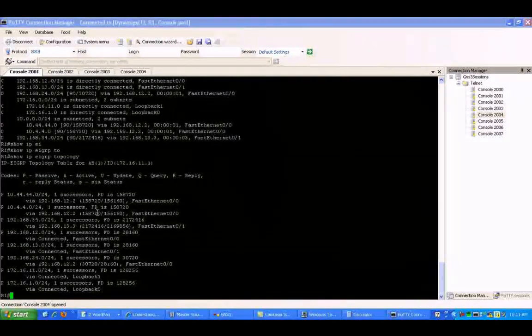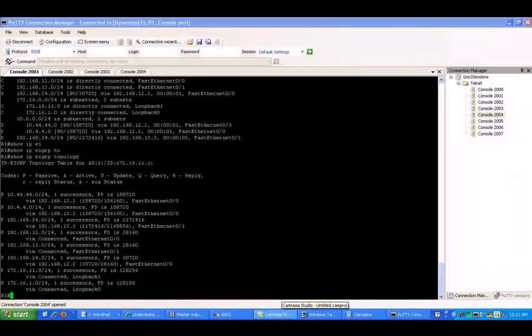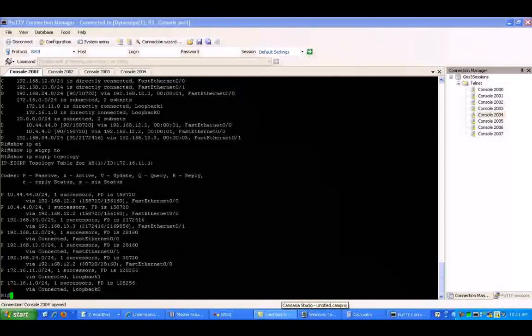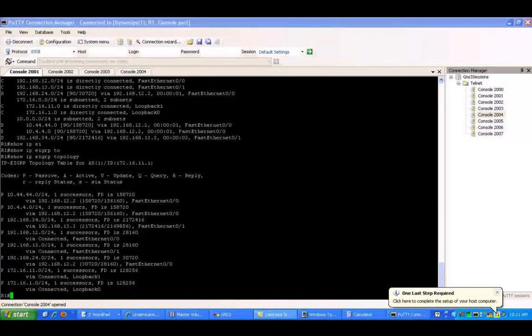We will end with this. We're going to do EIGRP authentication now. The way we configure authentication within EIGRP is very similar to the way it is configured in RIP version 2 or OSPF.